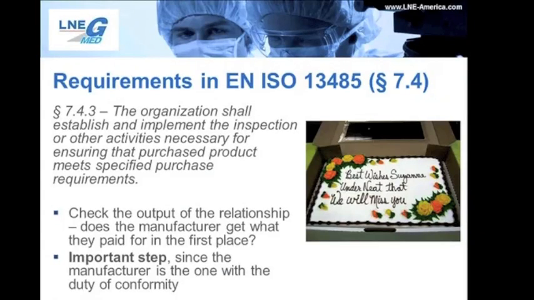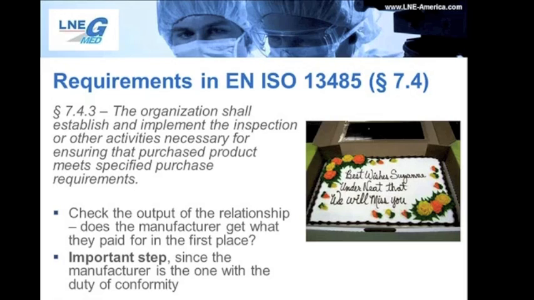So jumping ahead to section 7.4.3, it states that the organization shall establish and implement the inspection or other activities necessary for ensuring that purchased product meets specified purchase requirements. So once the manufacturer has chosen a subcontractor, written their instructions, made sure that everyone understands them, and implemented control measures over the subcontractor, the manufacturer also needs to make sure that they're actually getting what they asked for in the first place. I'm sure a lot of manufacturers know the feeling that they're playing the kindergarten game of telephone when they're giving the instructions to their subcontractor.